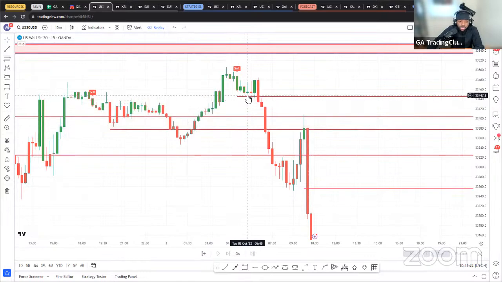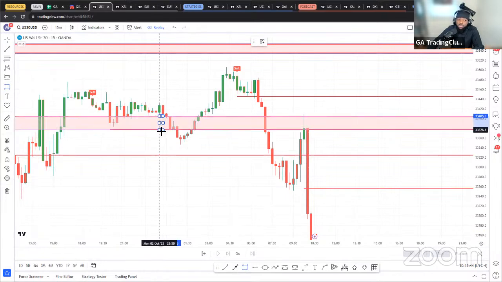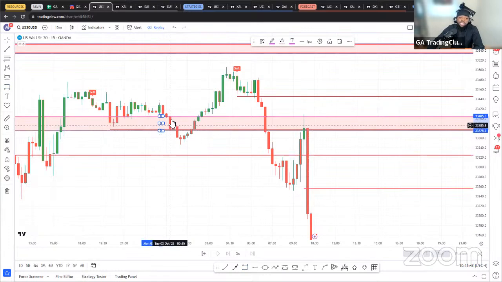But if I remove this, what other ones do you see that are close together? So this one is far away from these two right here. But what about these two? For these two, this one is 33,404. This one is 33,377. So it's about a 23 pip zone. So I would consider this a double SAR. So this is US 30. For me, on US 30, my stop loss is 50 pips. So that's the difference.